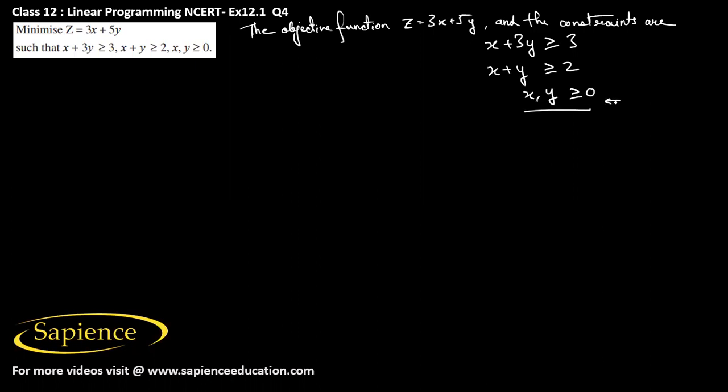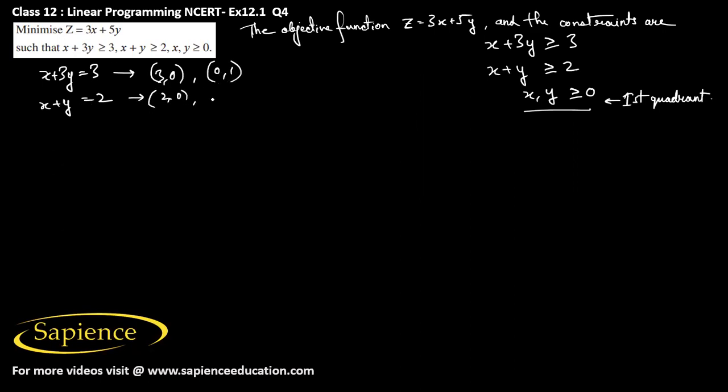So this inequality represents the first quadrant only. Therefore here we need to draw the approximate graphs of these straight lines, which are x plus 3y equals 3 and x plus y equals 2. So x plus 3y equal to 3 will intersect the x-axis at 3, 0 and the y-axis at 0, 1, and x plus y equal to 2 will intersect the x-axis at 2, 0 and the y-axis at 0, 2.